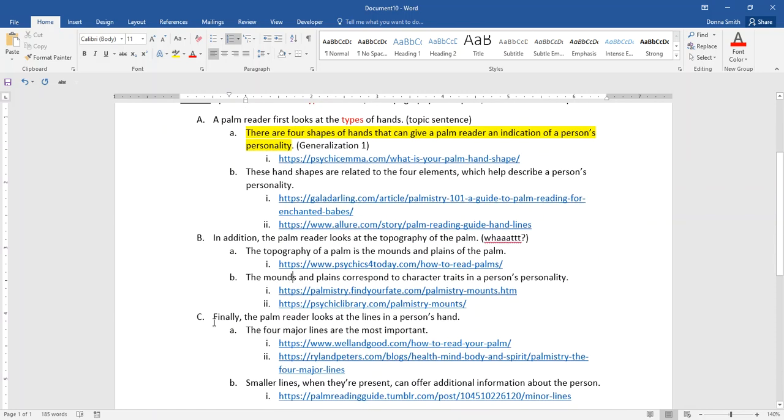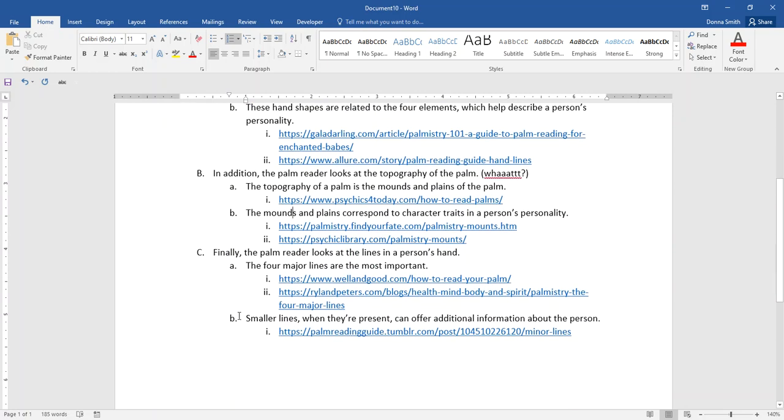Third body paragraph. Finally, hear that transition? The palm reader looks at the lines in a person's hand. What do you mean? Okay, well, there are 4 major lines that are the most important. And then these 2 sources are going to help me explain that. And then some palms have a lot more than 4 lines, and these are considered smaller lines, and when they're around, they can offer additional information about the person. How do you know? Well, I've got the source that's going to help me.